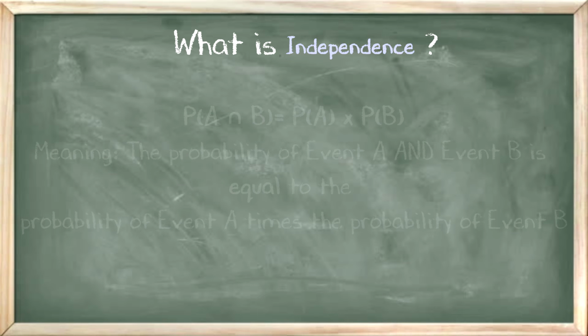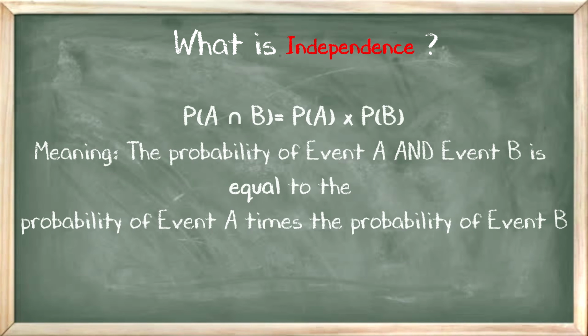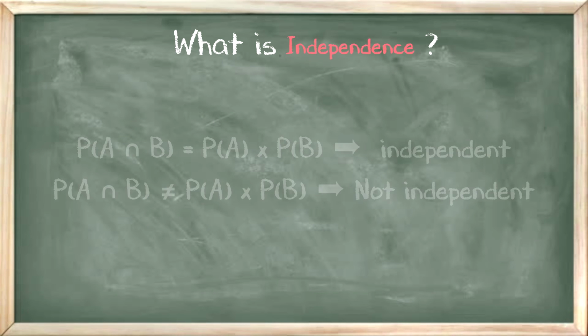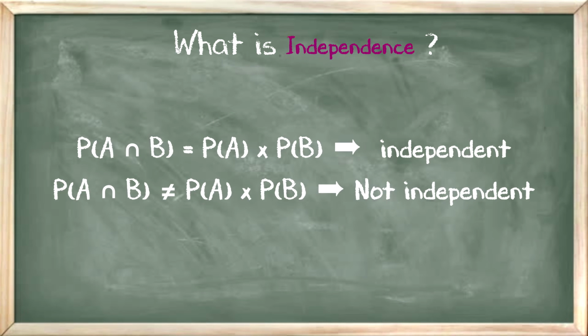The formula for independence is the probability of event A and event B is equal to the probability of event A times the probability of event B. If the probabilities equal each other, then the events are independent. If they do not, then they are not independent.